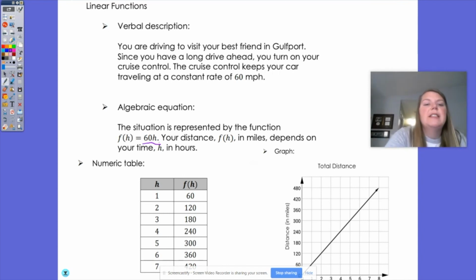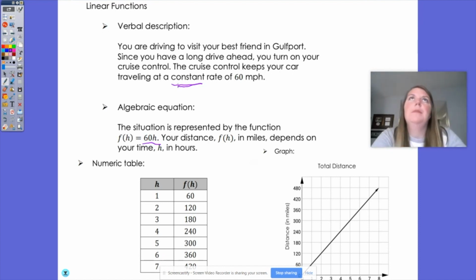And we know that it's going to be linear because of this keyword, constant. Anytime you see something talking about a constant rate of change, most likely it's going to be a linear equation. What's here is a table. After 1 hour, we've traveled 60 miles, 2 hours, 120 miles, and so on. So your f of h, or your dependent variable, is increasing by 60. And you'll notice that when we graph it, it also makes a straight line.